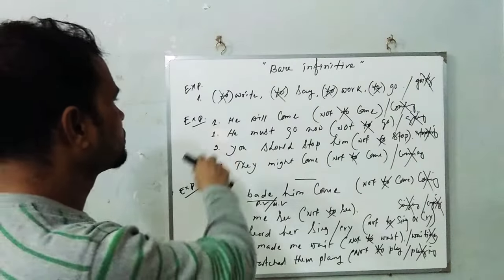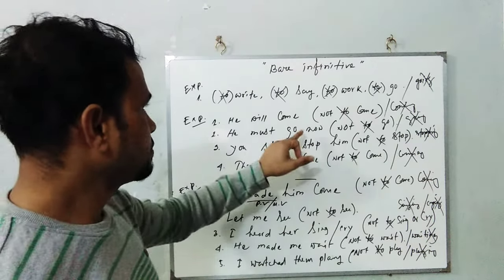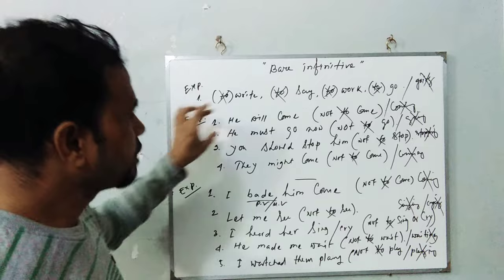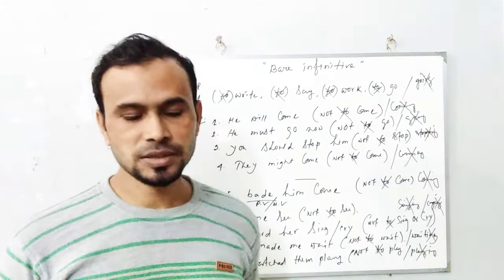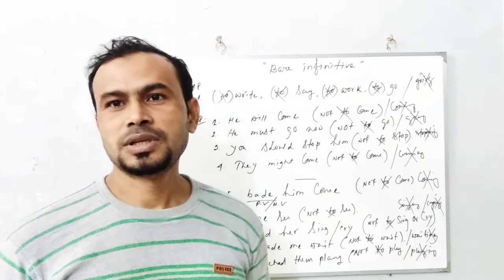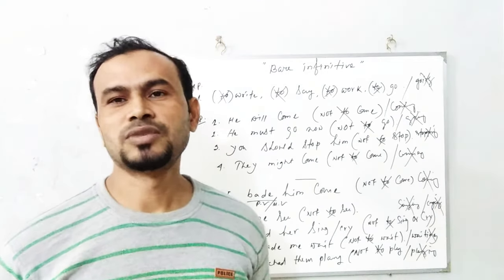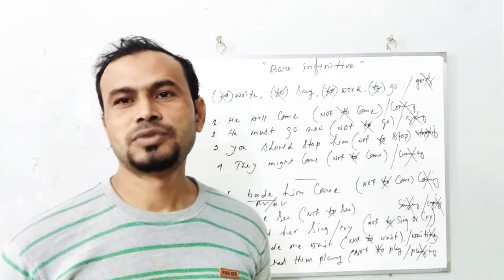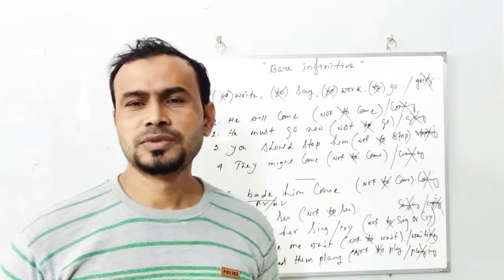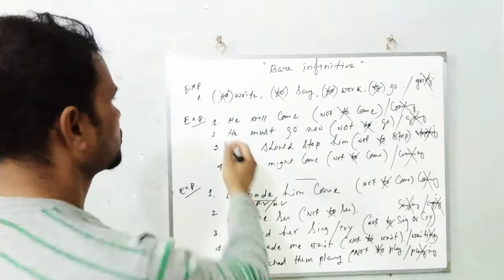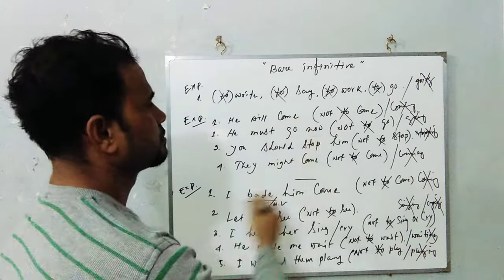So here you can see: he will come. Before reading the sentence, I'd like to say one thing: note that a bare infinitive can immediately follow a modal auxiliary verb like must and will. After that, the bare infinitive is used. So you can see here, he will come.